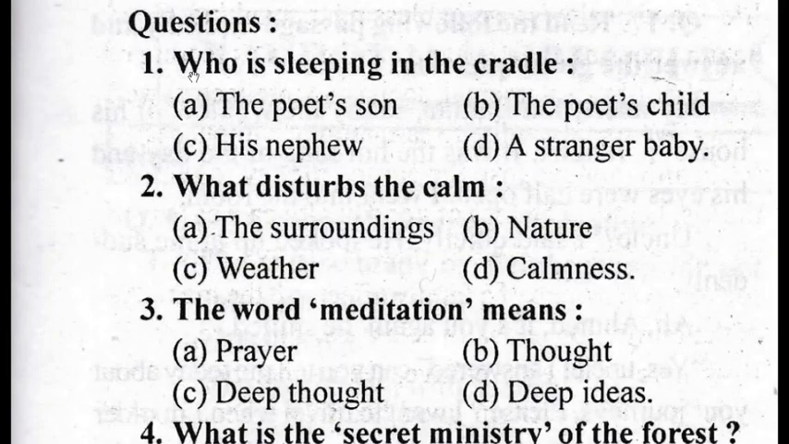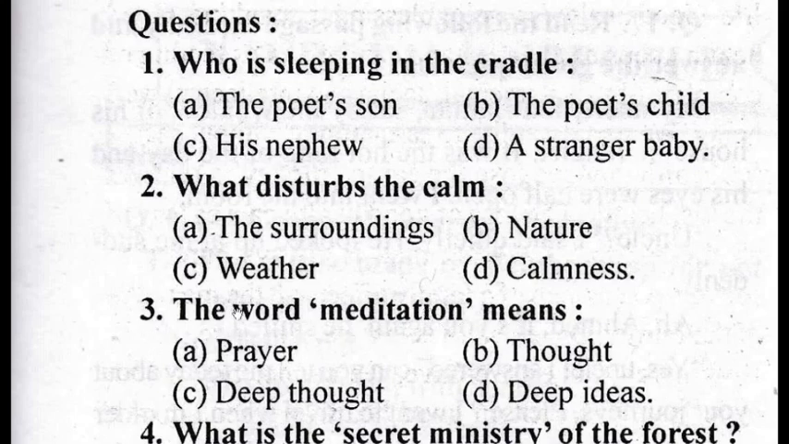Now the first question is, who is sleeping in the cradle? A. The poet's son. B. The poet's child. C. His nephew. D. A stranger baby. So the answer is A, the poet's son. Question 2. What disturbs the calm? Option A. The surroundings. Option B. Nature. Option C. Weather. Option D. Calmness. So here the correct answer is option D, calmness.